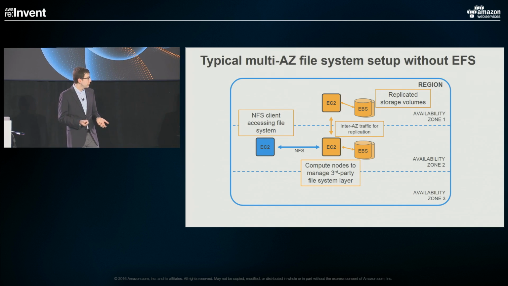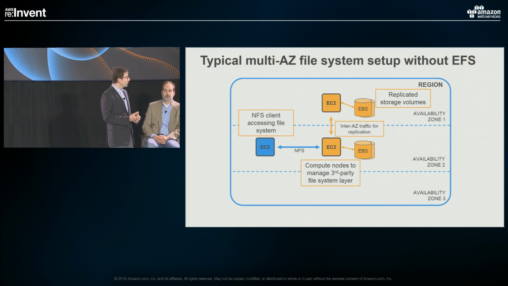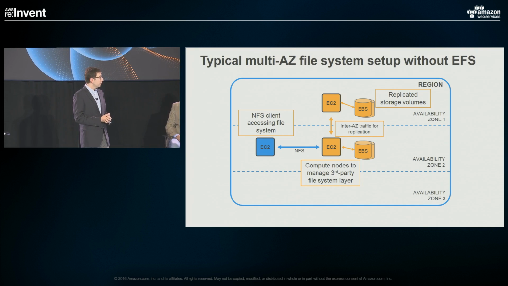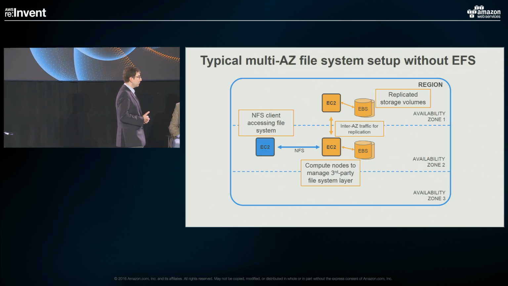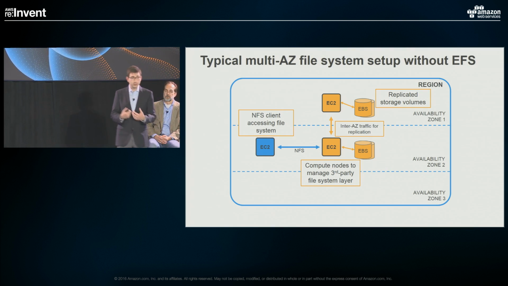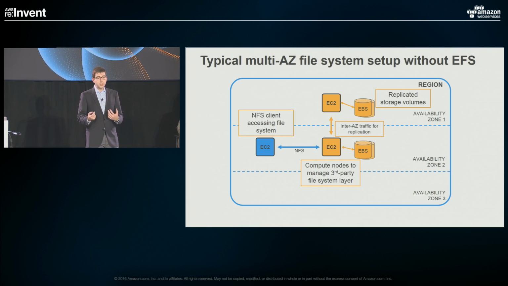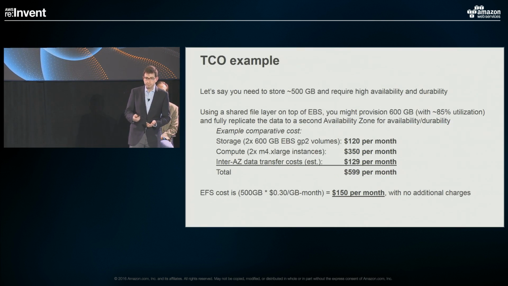And so in that type of setup, if you're doing this across multiple AZs, so that you get the multi-AZ characteristics of EFS, you would have one instance in each AZ that's running this shared file layer, and you would have two sets of EBS volumes, one set in each AZ that actually stores the data. And you would have inter-AZ traffic between the EBS volumes in order to replicate the data across AZs. So how much would that cost?